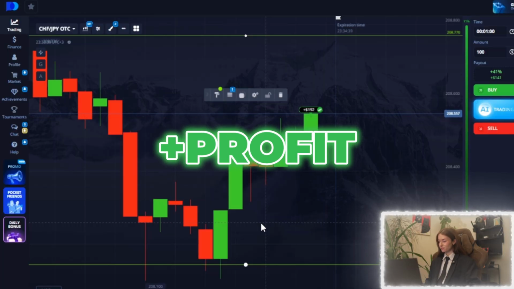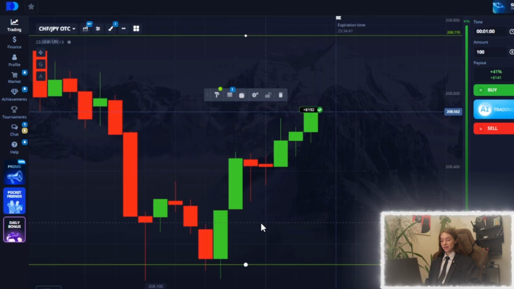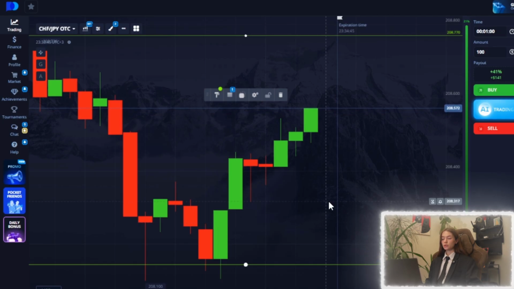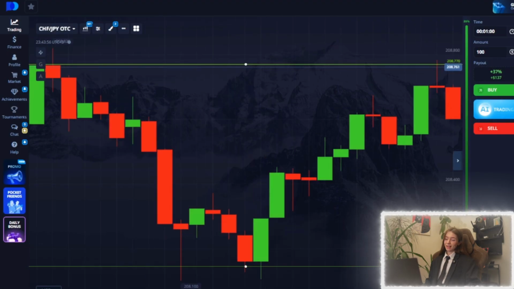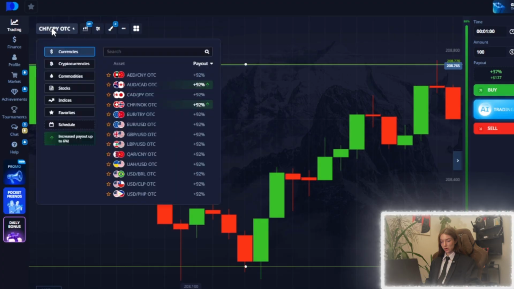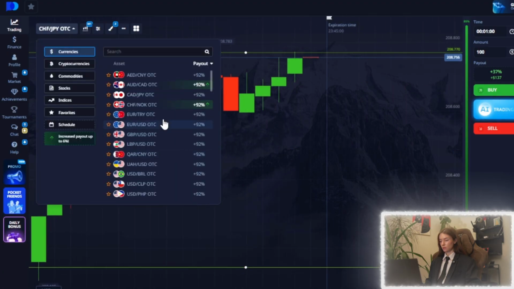And we closed in profit, yeah! As you can see, we closed in profit. We approached the process calmly, analyzed it, and ended up with a successful order. Let's choose a second currency pair and try to open another order.